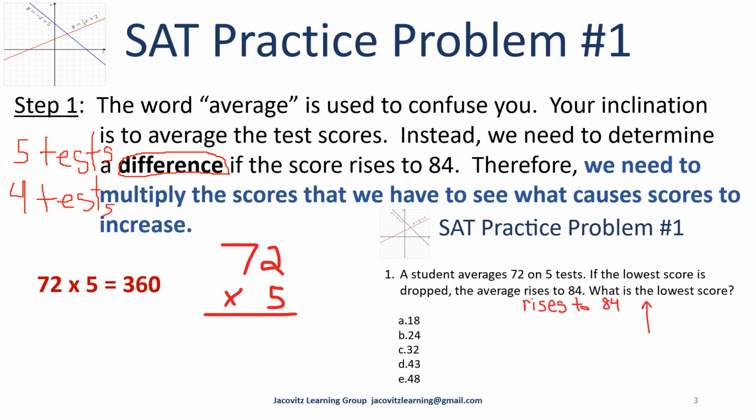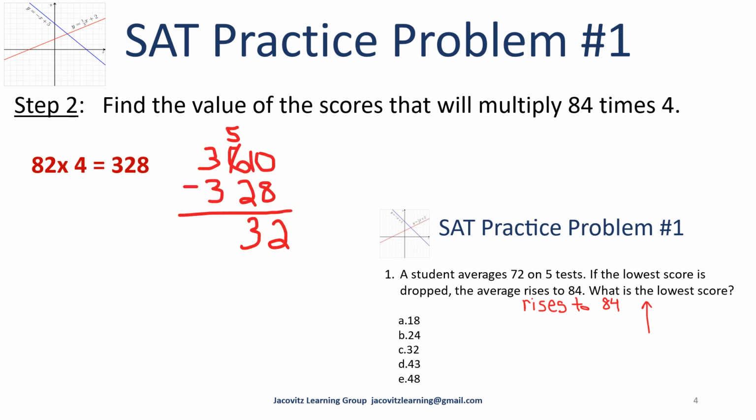Okay? So 72 times 5 is what? Let's check our math. We have a 0, carry the 1, 5 times 7 is 35. This is 360. And it's 360. So this was for the 5 tests. And please make sure you keep these numbers separate. Then next, after we get the 5 tests, keep in mind the next thing we're going to do is the same thing for the 4 tests.